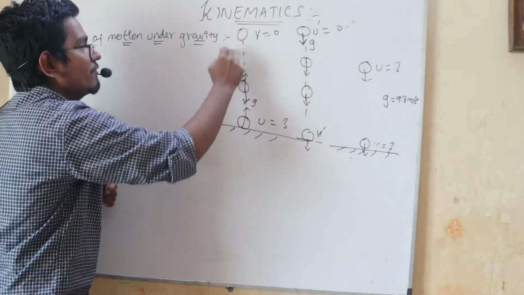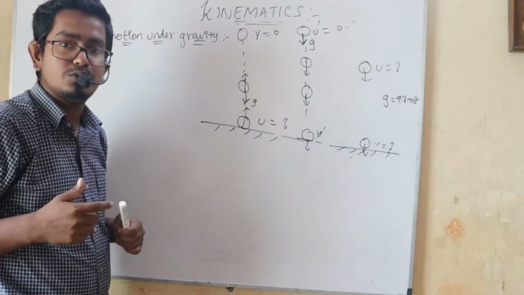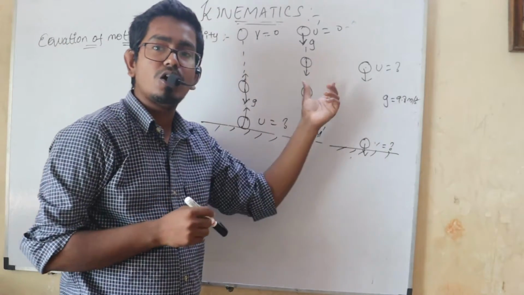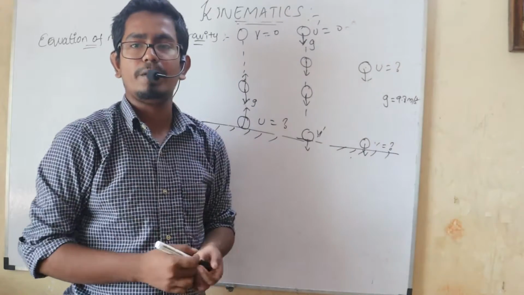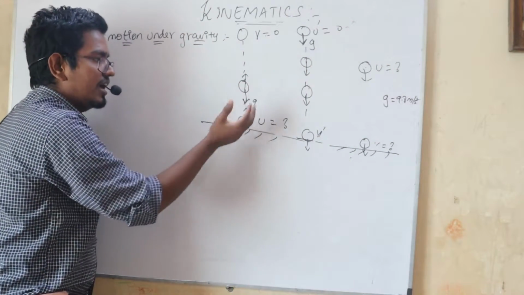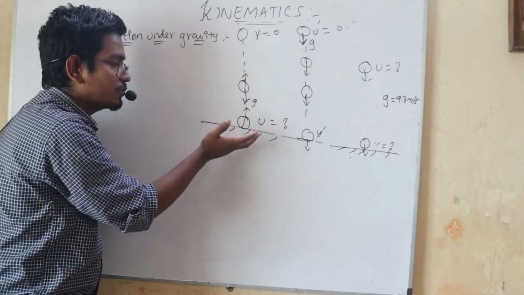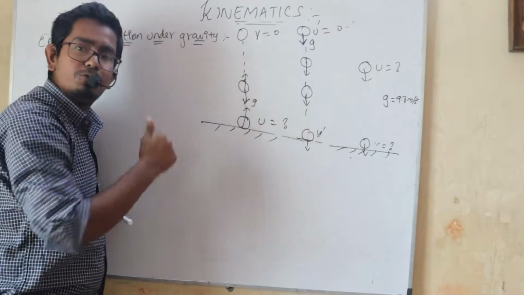For this motion, we will take first the first situation, and then I will tell you about the second situation, which will be similar to the freely falling body. We'll study that now, but before that we will take the first situation. I'm just projecting my body in the vertically upward direction.